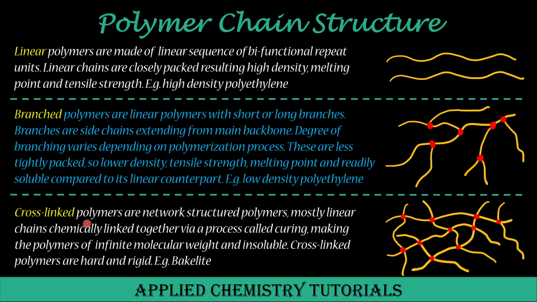The next category is cross-linked polymers. These are network structured polymers. These are mostly linear chains chemically linked together via a process called curing, making the polymers of infinite molecular weight and insoluble. Cross-linked polymers are hard and rigid. An example is bakelite.